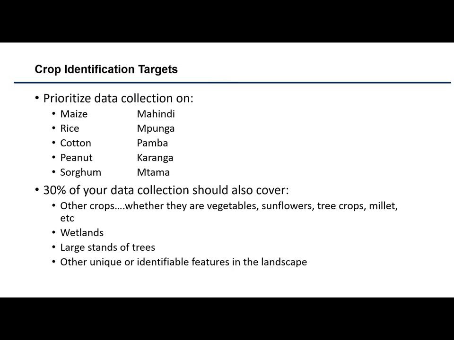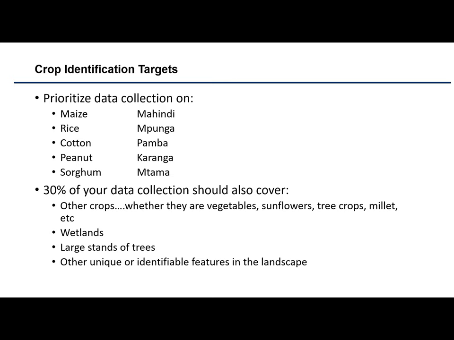When it comes to identifying the crops, we want to prioritize data collection on maize, rice, cotton, peanut, and sorghum crops for this specific project. And then roughly 30% of our data collection will also cover other crops, wetlands, large stands of trees, and other unique identifiable features in the landscape, in part because these other items from the landscape can be confusers that make it difficult for us to understand which crops are the maize, rice, cotton, peanut, or sorghum crops.